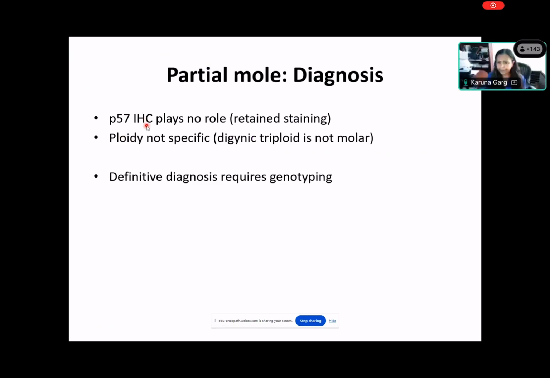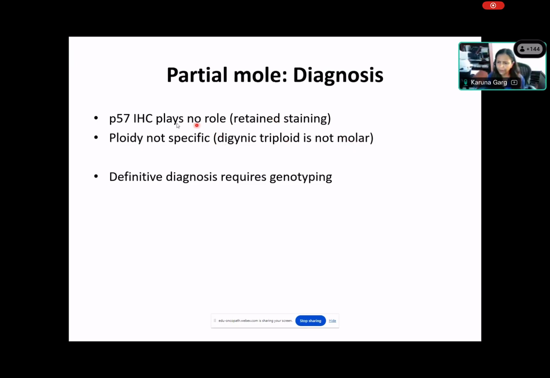So remember, P57 is not going to help you in the diagnosis of a partial mole because there is one copy of maternal DNA, so it's going to have retained staining. You can send it for ploidy, and in the old days, if it came back triploid, we used to call them partial moles. Turns out that's not really accurate, because a triploid with two maternal copies of the DNA, a digynic triploid, is not a molar pregnancy.